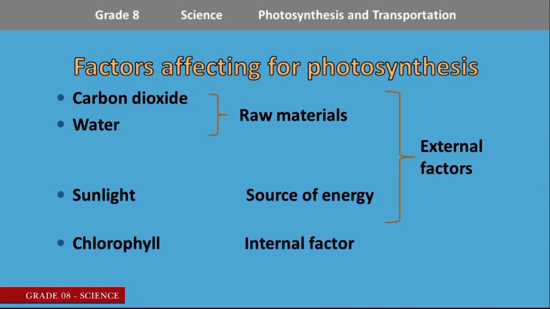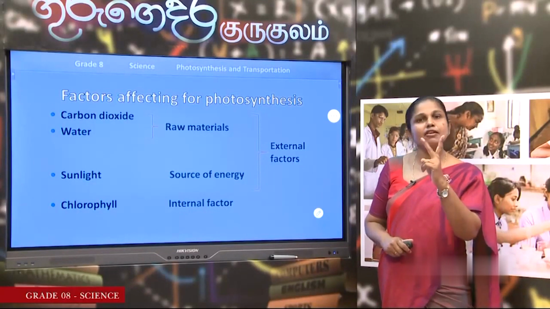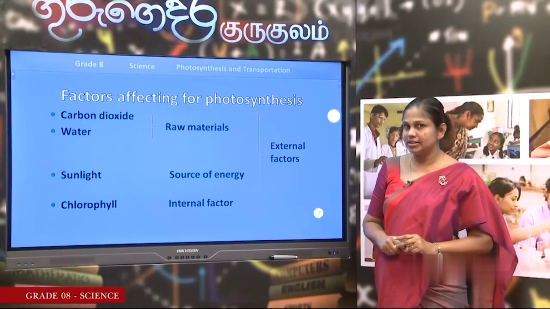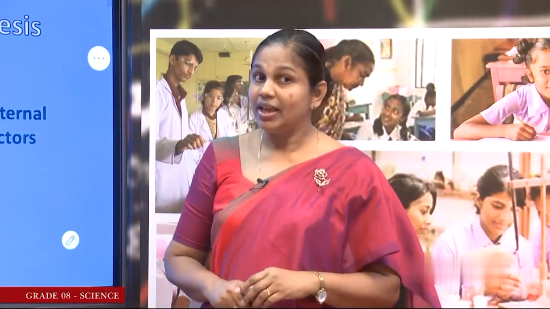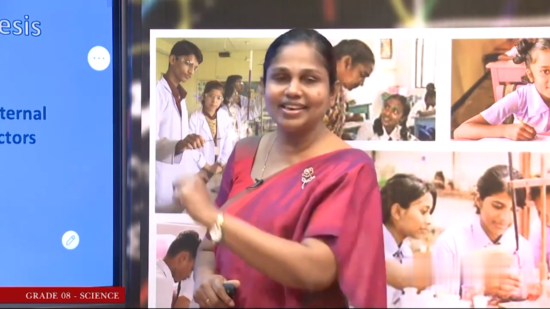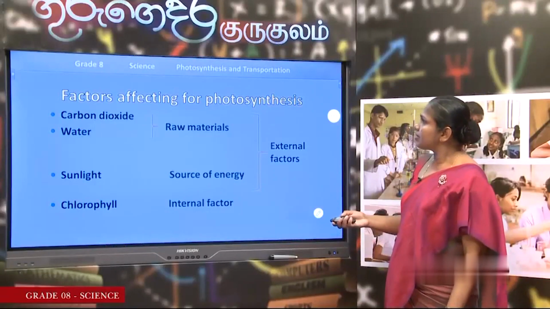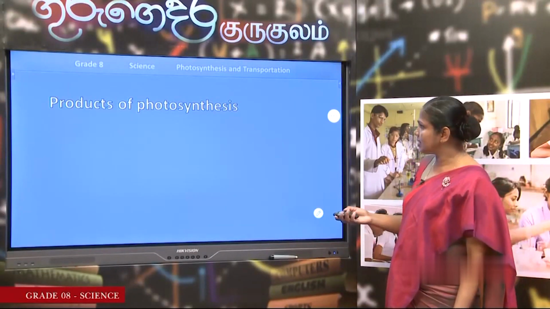So, if a question asks you like this, name 2 external factors needed for photosynthesis, then what do you write, children? You can write any of the factors given here. What are the factors? Carbon dioxide, water and sunlight, all three are external factors because they are taken externally. So, you can write any two from these three. Okay. Right, let us move to the next part.